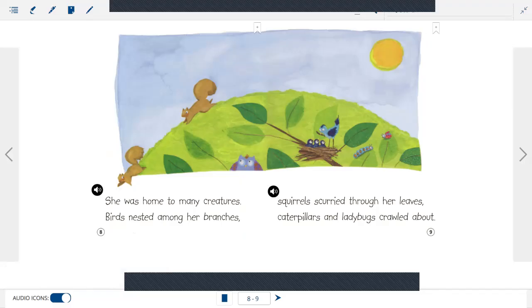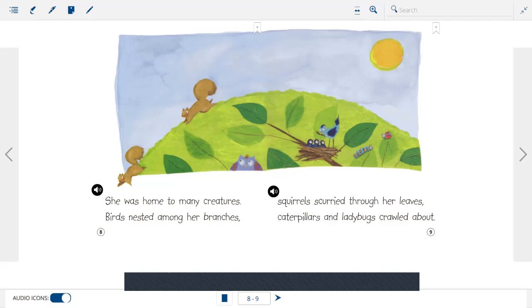So what is the main topic that these pages tell about? It's telling us that the tree was home to many creatures. And what key details tell about the big idea? Well, birds nested, squirrels scurried, and caterpillars and ladybugs crawled.